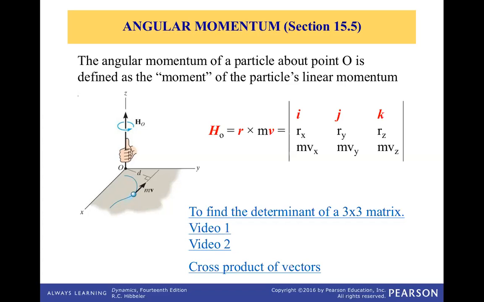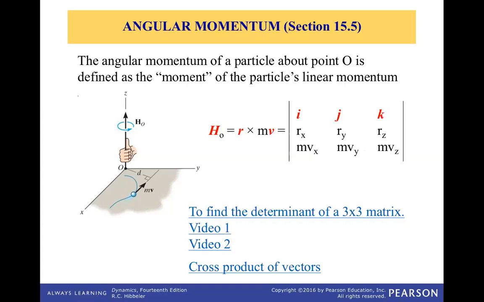And the result, if you do r cross mv, you can do this as a matrix. So this is a 3 by 3 matrix. What you do is you put ijk here, and then you put the components of the r's in the second line here. So then you have rx, ry, rz. Then you put components of the momentum over here on the third line. So that's mvx, mvy, mvz. So that means the x component of the momentum, y component, and the z component of the momentum.